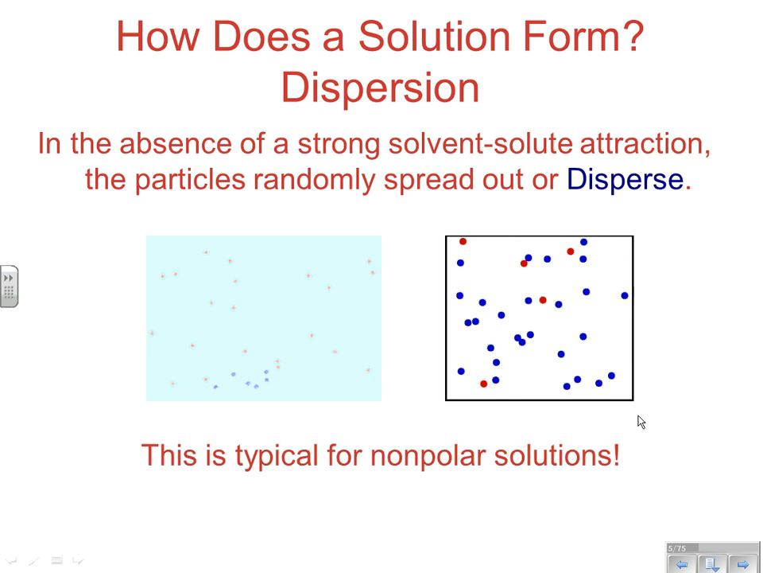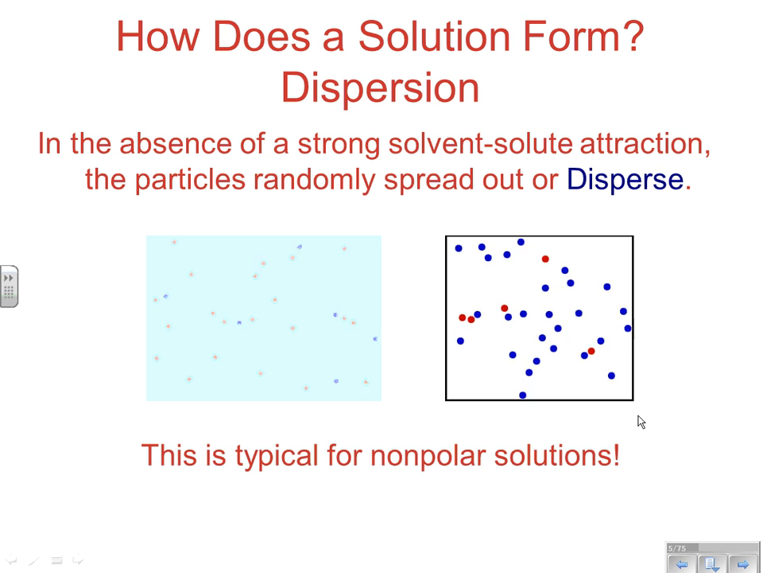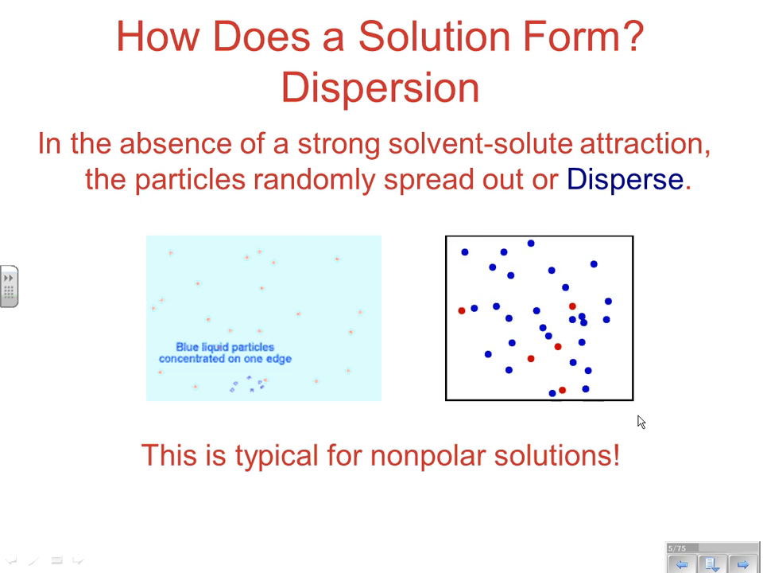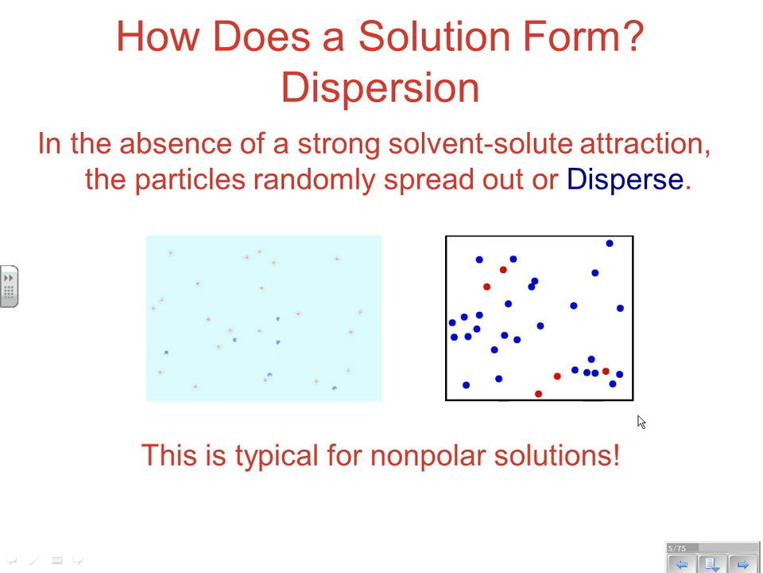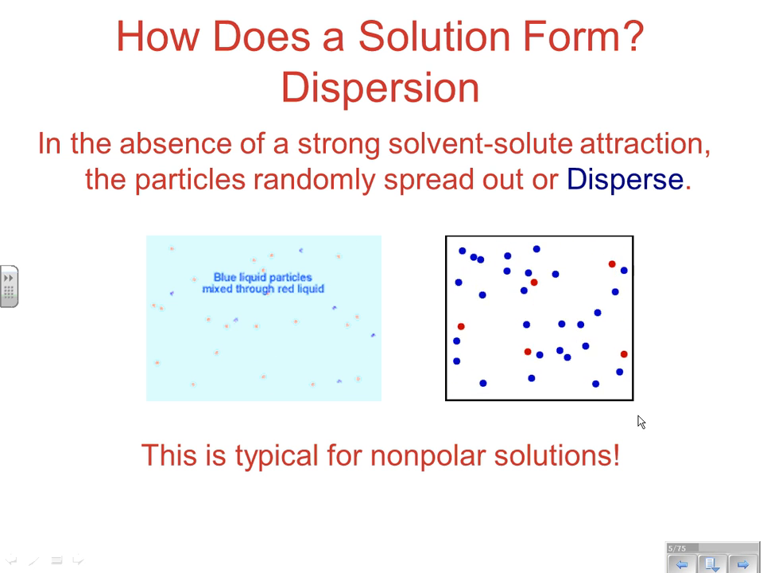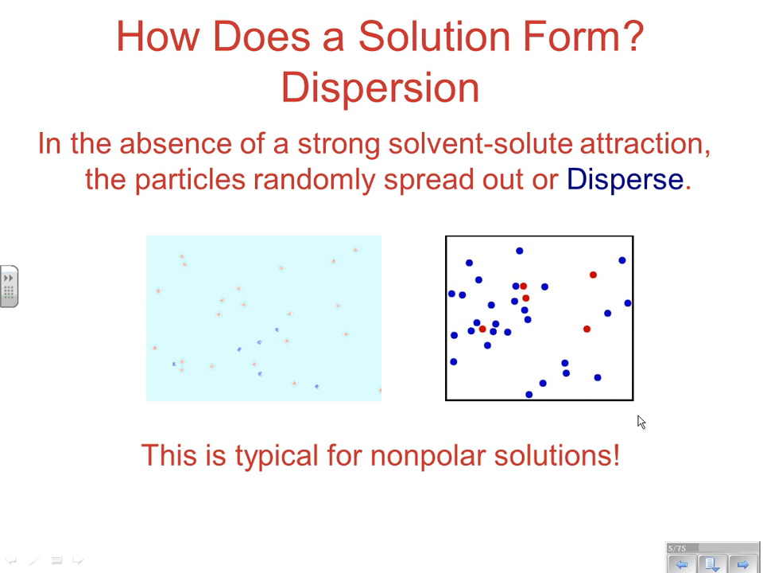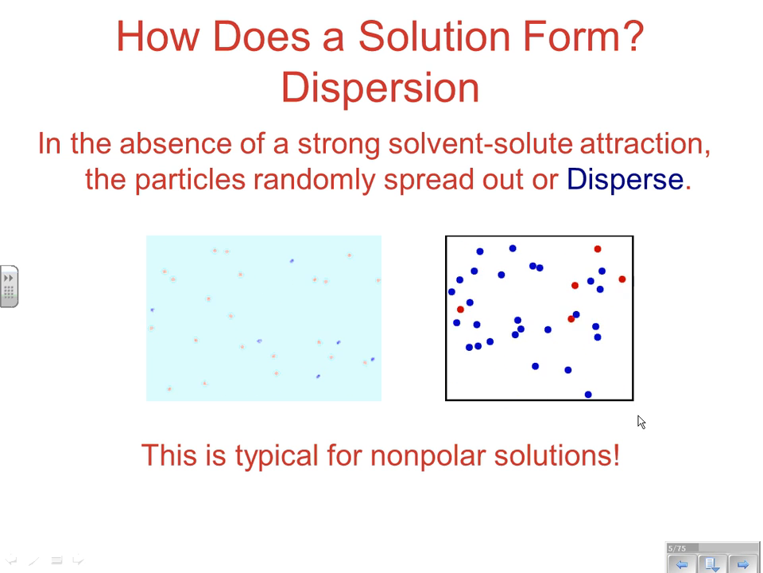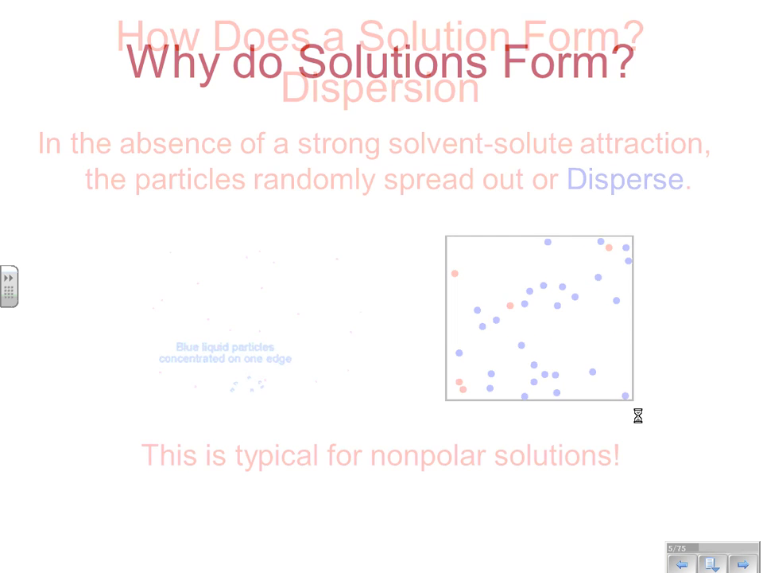And this is really typical when we have nonpolar solutions. So when you have two nonpolar substances, they're going to randomly spread out, and we end up with a uniform mixture in time. So whenever we have two nonpolar substances, like the gases in this room, the dissolving that would happen as we introduce more gas to this room would really be a case of dispersion, not of what we looked at in the last slide, either hydration or solvation. So this is another process where we can get a solution to form.